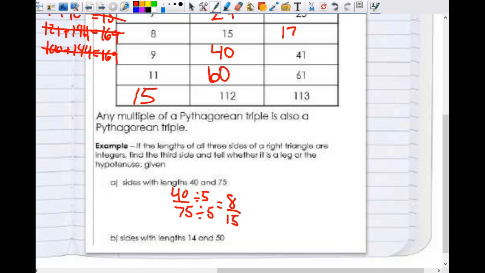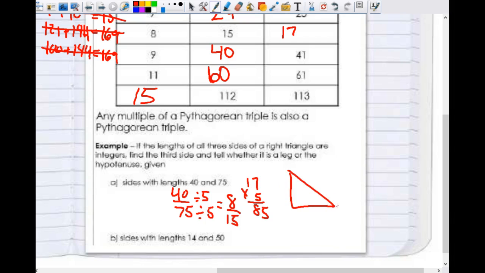Is 8, 15 one? Oh, look, so the last side should be 17. Hold up, wait a second. That says the hypotenuse is 17. The biggest side is 17. We have a triangle that's 40, 75, and then the biggest side is 17. Can that last side really be 17? No. So if we divided these by 5, what do you think we have to do to the 17? Multiply it by 5. We end up getting 85.